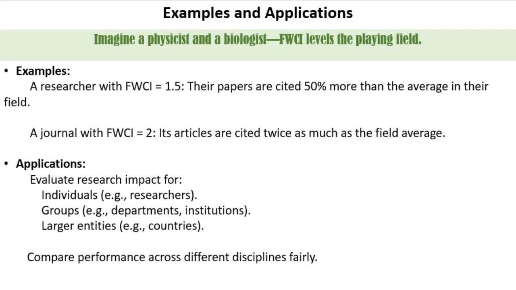Examples in action. Let's look at a couple of examples to make this concrete. Imagine a researcher with an FWCI of 1.5. Their papers are cited 50% more than the average in their field, pretty impressive. Or picture a journal with an FWCI of 2.0. Its articles are cited twice as much as the field average, signaling high impact.